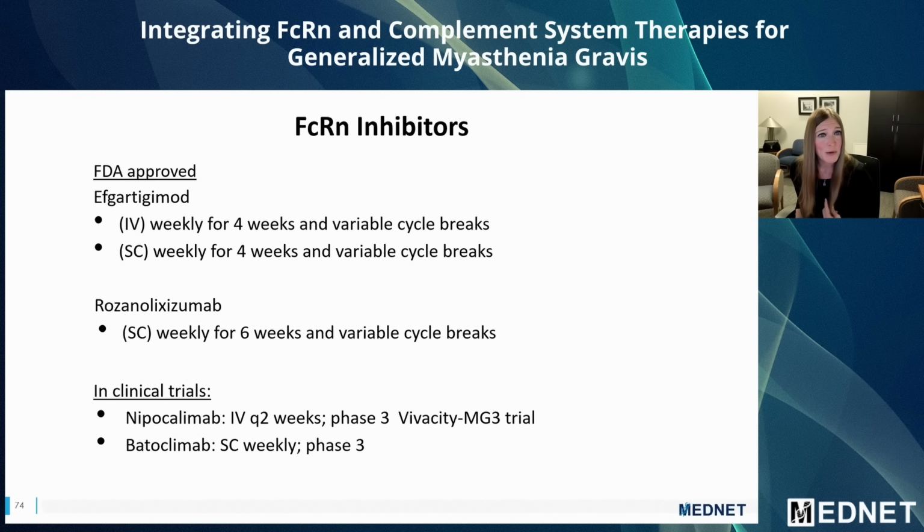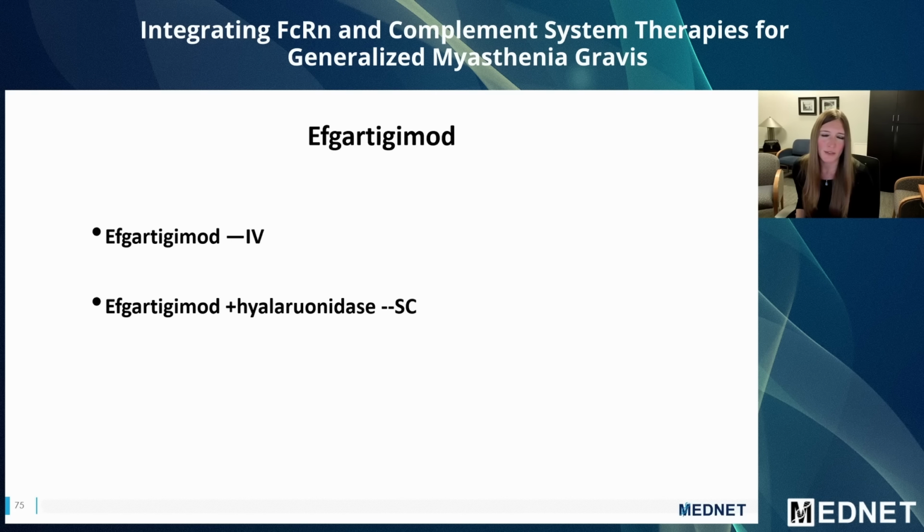So we have efgartigimod, which is IV weekly for 4 weeks with variable 6 to 7 week cycle breaks, generally speaking. And then there's a sub-Q weekly available for 4 weeks, also with variable cycle breaks. Rozanolixizumab is a sub-Q weekly for 6 weeks with variable cycle breaks in between, and it is still in clinical trials. We also have the more recently approved nipocalimab, which is IV every 2 weeks from the Vivacity trial, and batoclimab, which is sub-Q weekly, which later they switched over to a different molecule, 1402, which is in current trials.